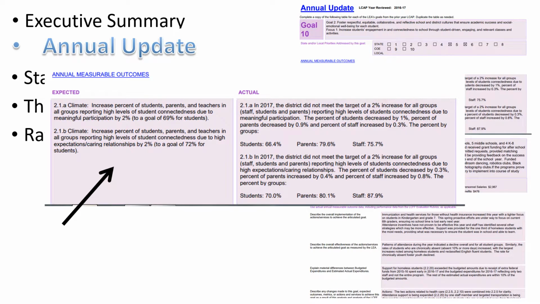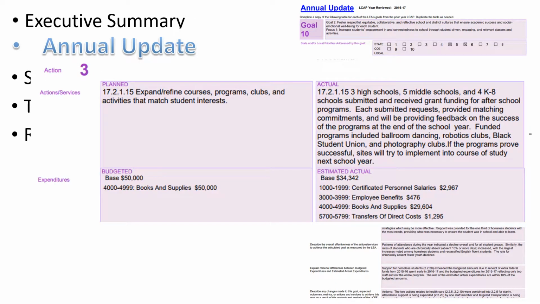The left side shows the targets we were aiming for, and the right side shows what was achieved. These targets could be for test scores, survey responses, attendance rates, or a variety of other measures. The next part details the actions or services that were planned and the money that was budgeted. On the right side, you see what actually happened during the year and the estimated amount that was spent. It's an estimate because the annual update is completed before the entire school year is over and all the expenditures are made.